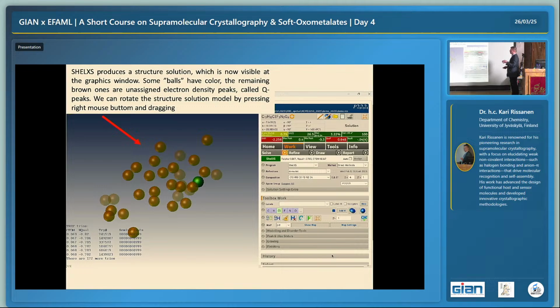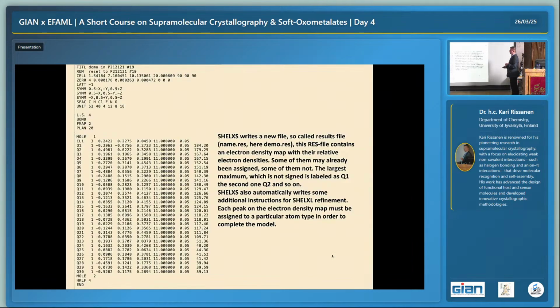Because now in this phase, when we do this, this is based on another file, which is called the res file, the results file. So the structure solution writes a results file into which it writes the coordinates of these things. And now when we look, it looks like this. That first part looks the same as in the ins file, but after that, you will see a list of coordinates. And now there is one which says chlorine, and there are the coordinates, and then Q1, and so on and so on. Why is this?